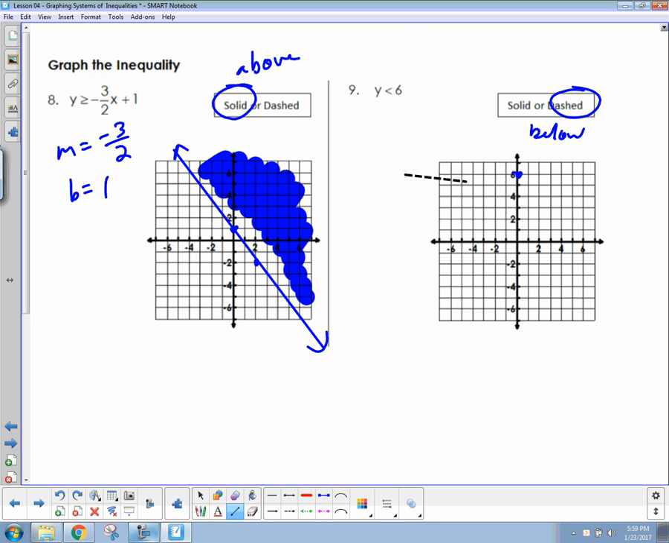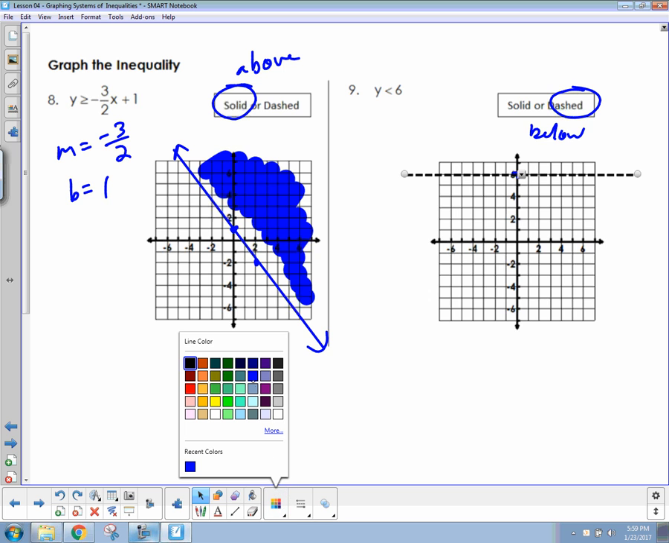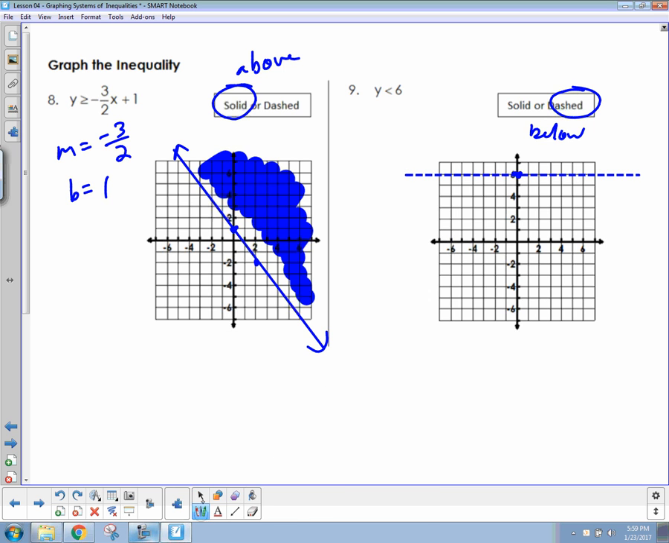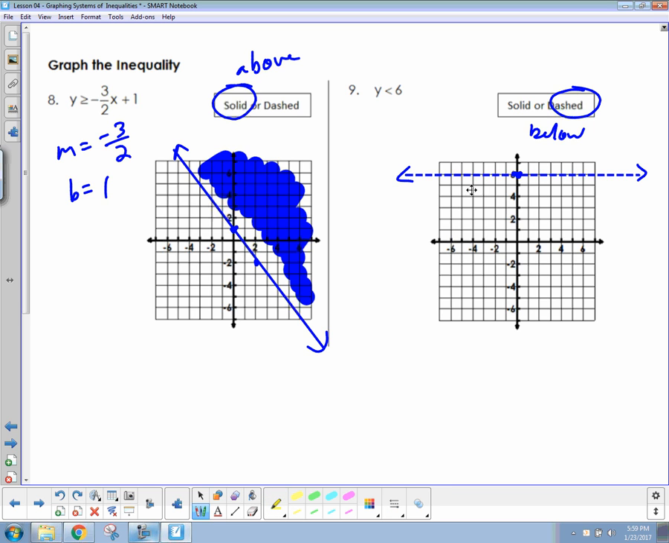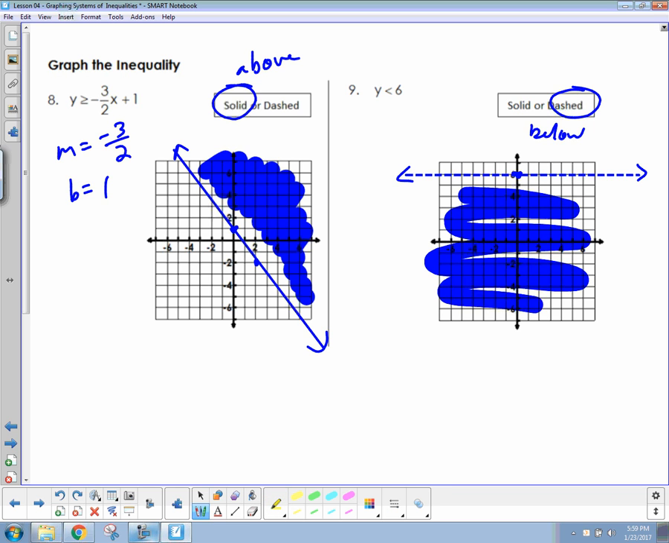Here we go, drawing that line. Of course, it didn't turn blue, so let me tell it to turn blue. Add your arrows. And like I said, shade below. So I'm going to get my highlighter and shade below. Okay? Let's look at another one.